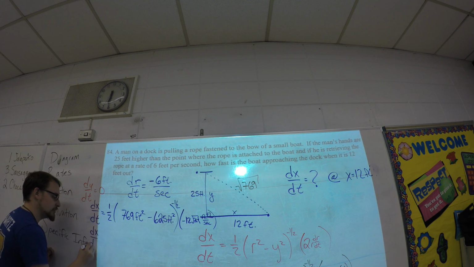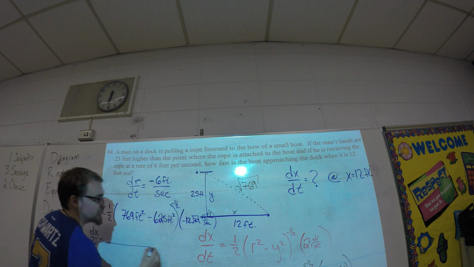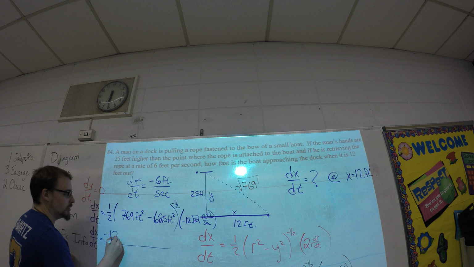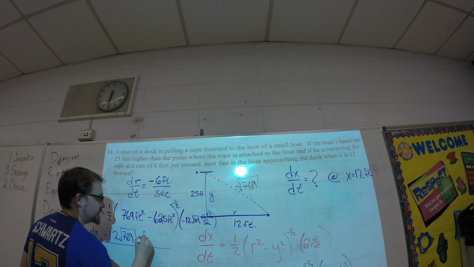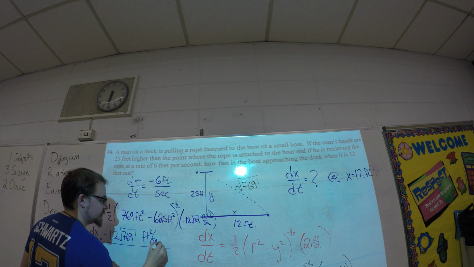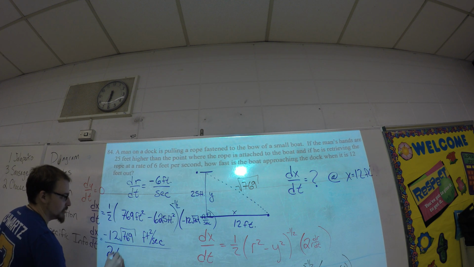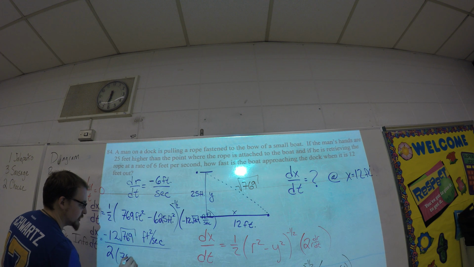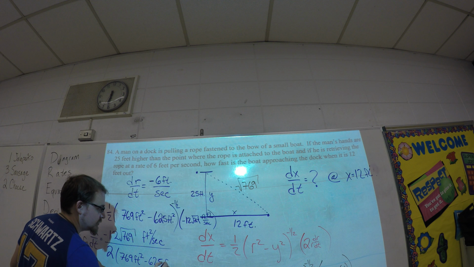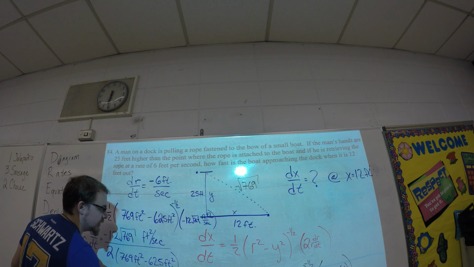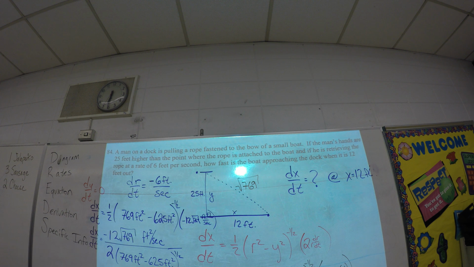dx/dt is going to equal, this is going to go on the bottom, this is going to go on the top. So we get negative 12 root 769 feet squared per second in the top. And in the bottom we get 2 that's already there, and then this, 769 feet squared minus 625. Do you want to simplify that? Not yet. Does that make sense?